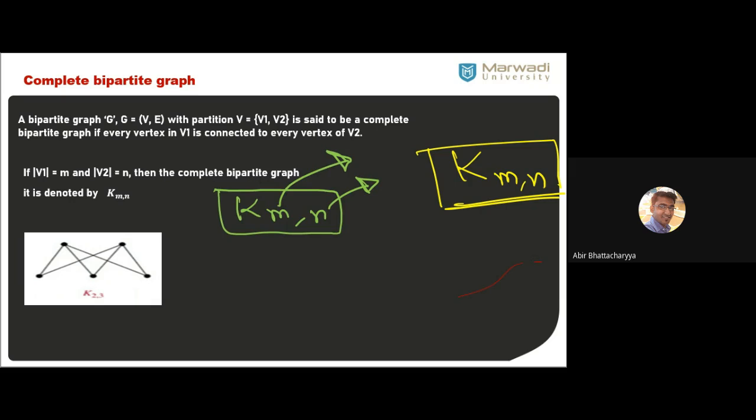Okay. So what is the total number of vertices? For K 2,3, what's the total number of vertices? 2 plus 3, 5. For K m,n, what's the total number of vertices? M plus N. So M plus N is the total number of vertices.